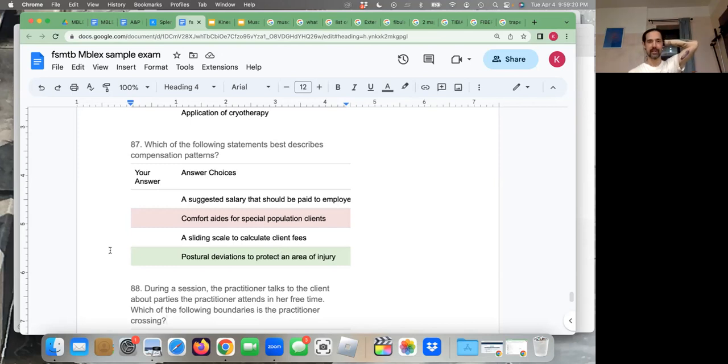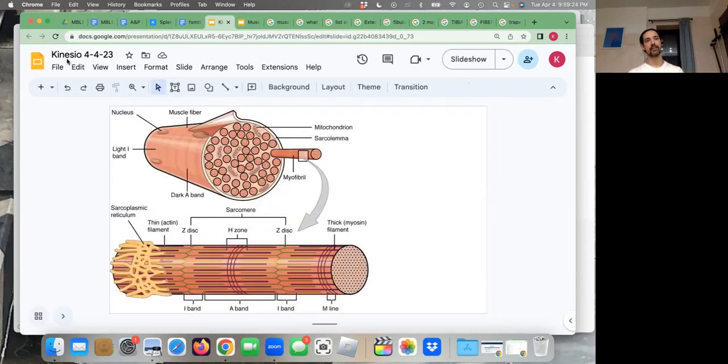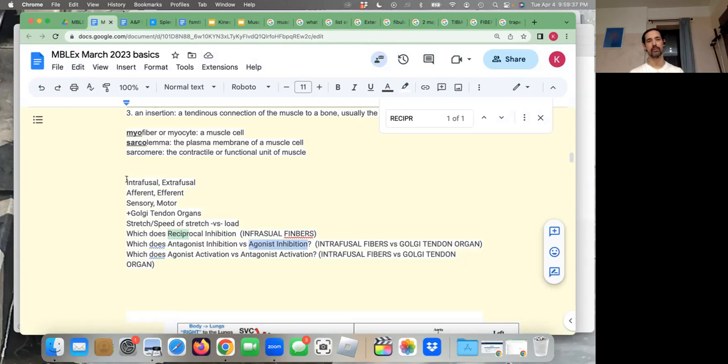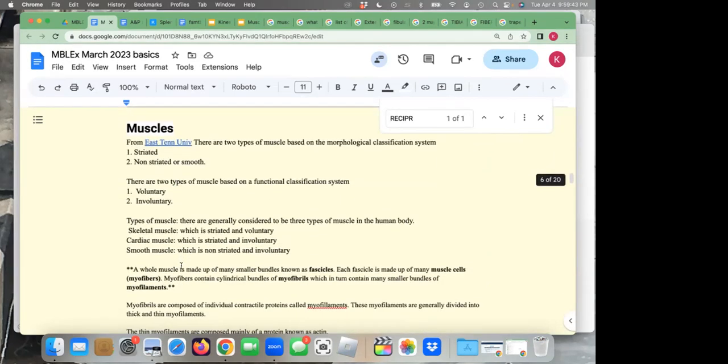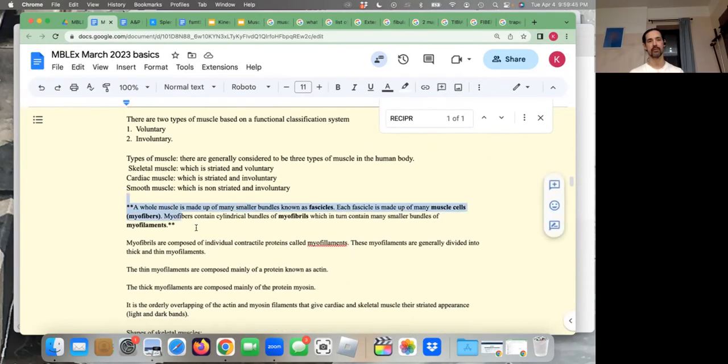Compensations. Okay, guys, that's it for tonight. Good work. You guys take a look at this Kinesio 4423 file. I'll probably rename it, but it's more than one subject in here. So take a look at that. Also, be sure that you go to your March 2023 basics. Look at your intrafusal, extrafusal, as well as the histology of a muscle. So you're reviewing the histology of a muscle.